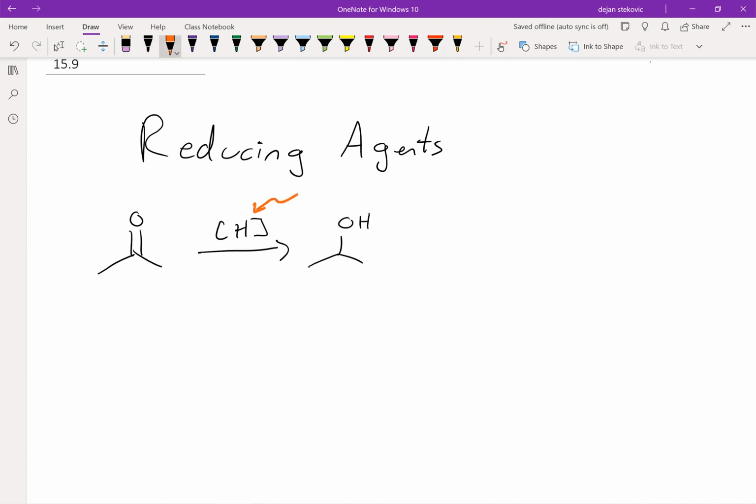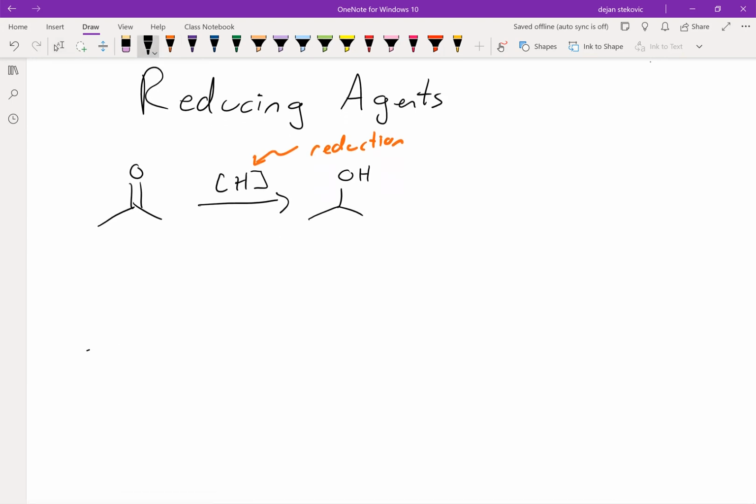So this H in brackets generally refers to reduction. You can think about it as adding an H minus. So we can do this with a number of reagents. The two most popular are sodium borohydride and lithium aluminum hydride.